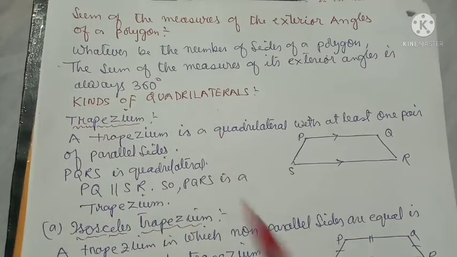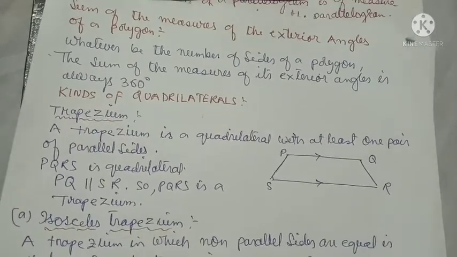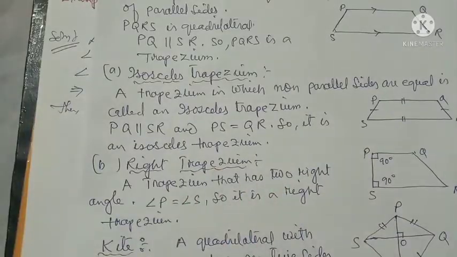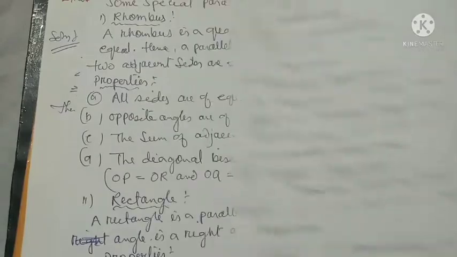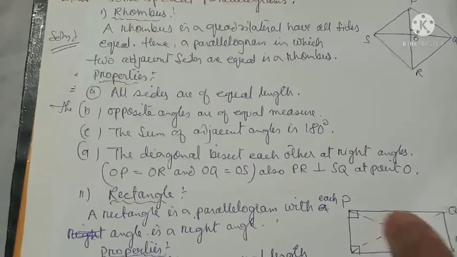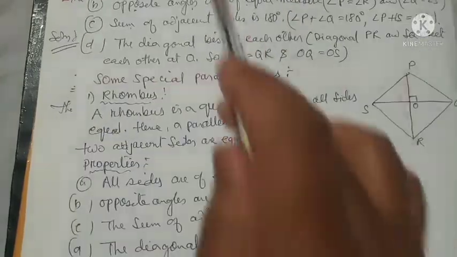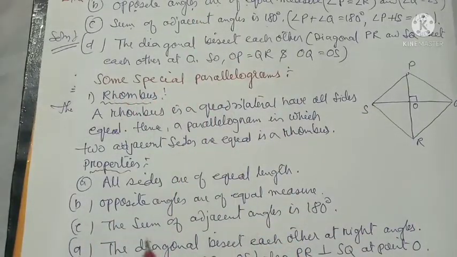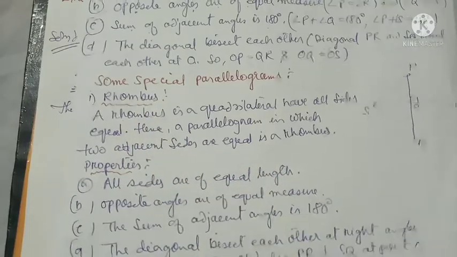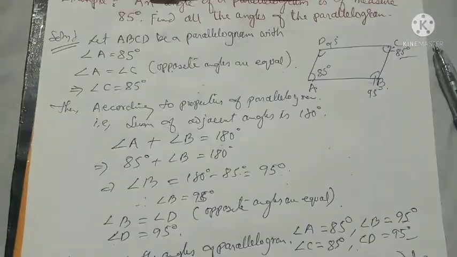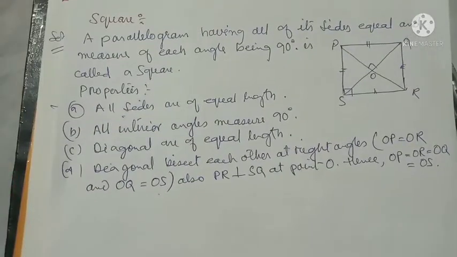We have discussed the kinds of quadrilaterals: trapezium, isosceles trapezium, right trapezium. The second one is the kite, and we have discussed the property of kite. Then the parallelogram. In the parallelogram we have some special parallelograms: rhombus, rectangle, and square. These are all the families of the quadrilateral.